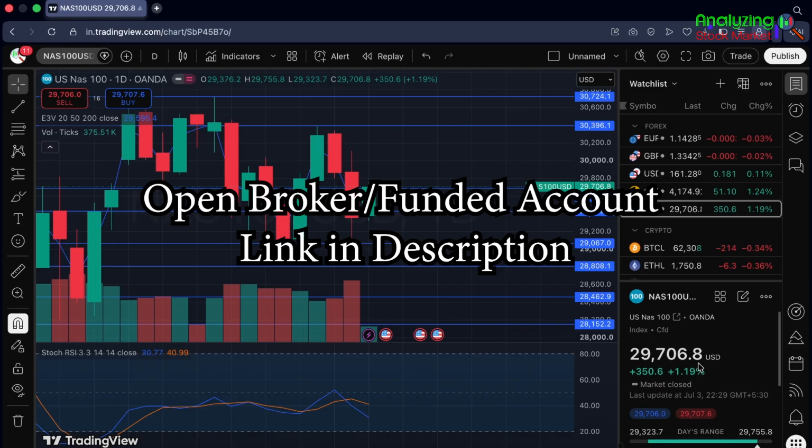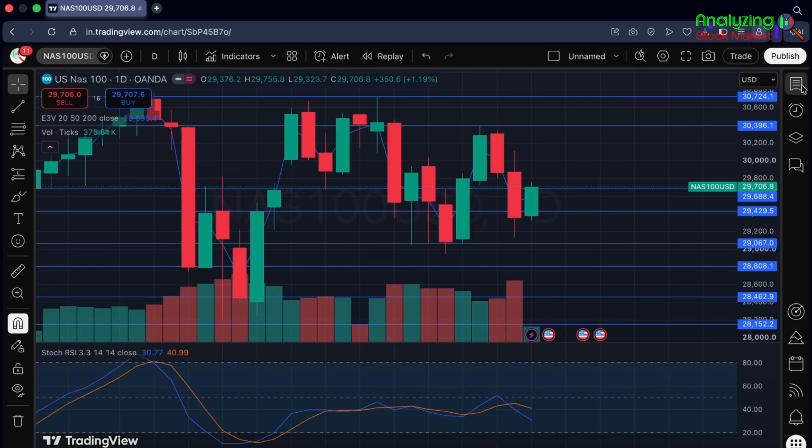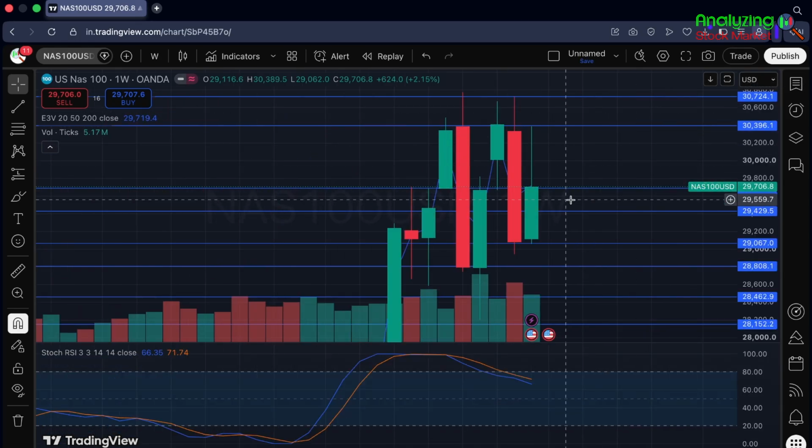Here, I'll be talking about what is going to happen in the coming week. I'll also be marking some important support zones and resistance zones which will help you to take better stop loss and target levels according to your bias for this week. So let's straight away talk about our weekly chart first. Let's open a weekly chart over here. So this is a weekly chart.